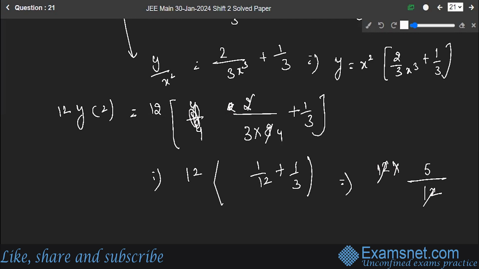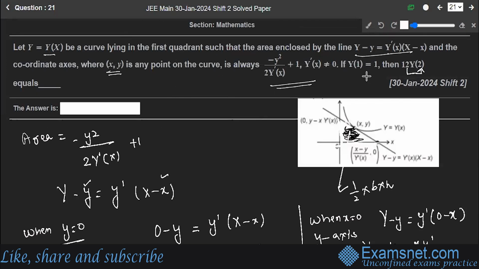Wait, let me check once. This was y is equal to 2. Yeah, this was left. Sorry, x cubed. So this has to be multiplied by 4 as well. So this has to be multiplied by 4. This has to be multiplied by 4. So the answer will be 20. So the answer to the question is 20. Hope you are clear with this. Let's move to the next question.